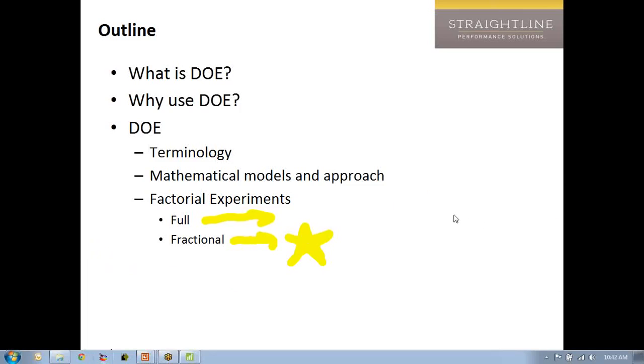But before we do, I want to do an example. So let's get to it. We're going to do an example from the financial industry. You may have heard that design of experiments is just for manufacturing. Not so. We're going to do one from the financial industry.